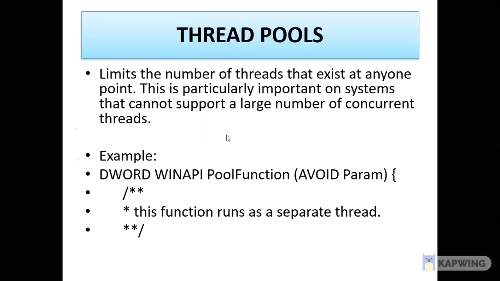More threads are created, and they can be easily accessed. So this is a thread pool. It limits the number of threads that exist at any one point. This is particularly important on systems that cannot support a large number of concurrent threads. So here, this function runs on a separate thread. We can easily select a thread from that pool and execute at any time.